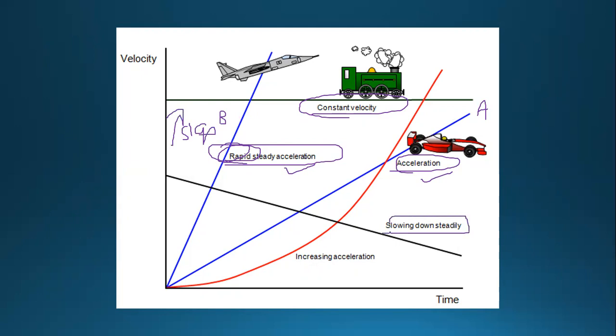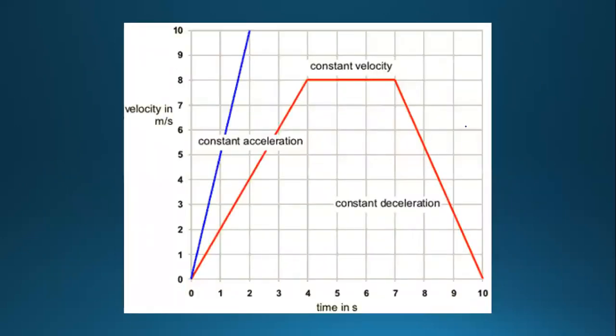Then we have slowing down steadily. Again, it is a straight line. And then we have increasing acceleration. Increasing acceleration की graph ऐसे करके बना है. It is always sloping upward. ये slope करता है upward की तरफ. Again, we have seen this diagram before as well.